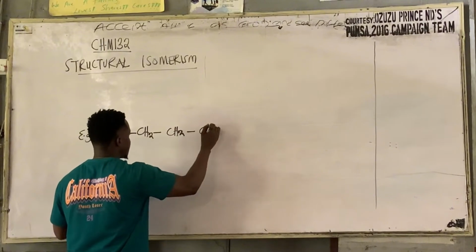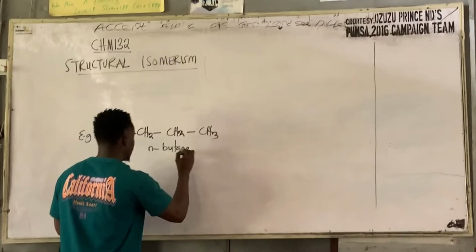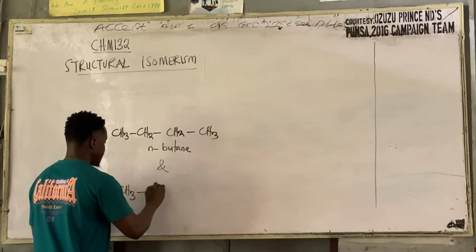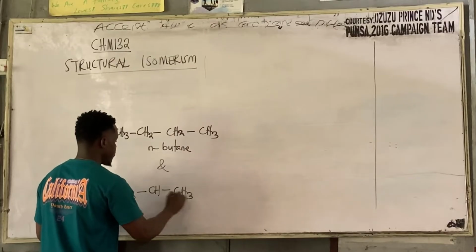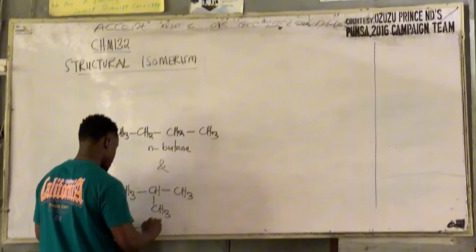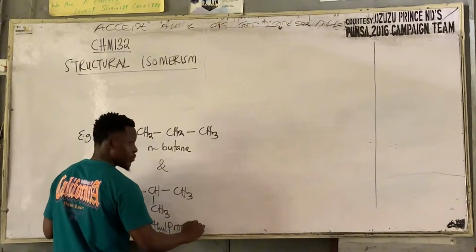So we have n-butane, and CH3, CH, CH3, CH3. Now this is 2-methylpropane.